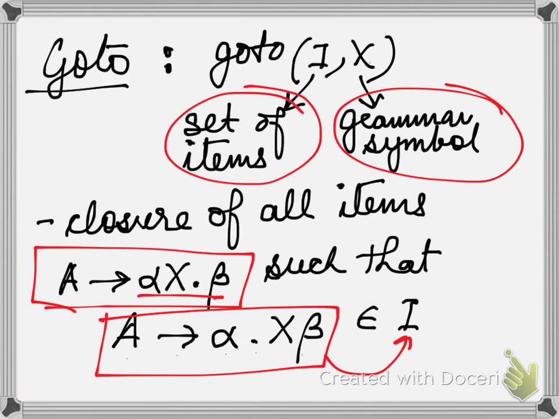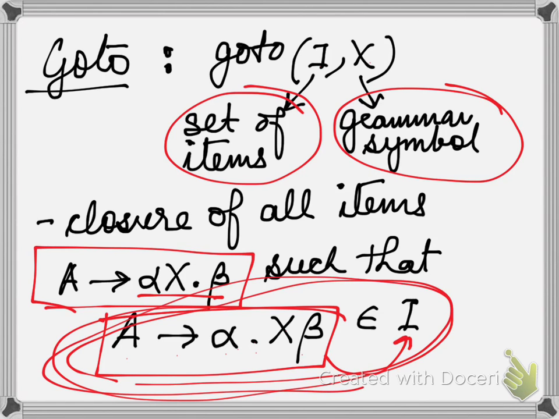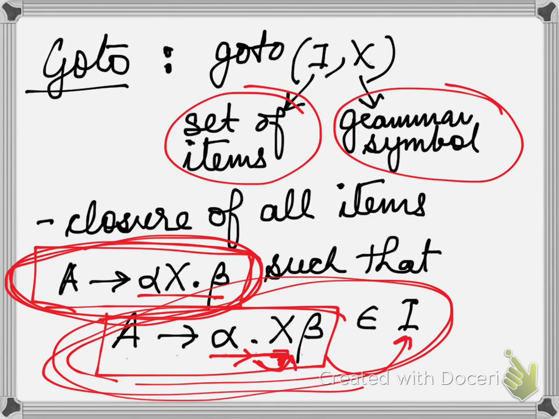So the Goto of I: if I contains a production like this, then for every grammar symbol X, you have to compute the closure of the set A derives alpha X dot beta. It means you have already seen up to alpha, and when you next see X, where are you going to go? That is your Goto. After looking at X, you will go to the closure of the item alpha X dot beta. That is the Goto.